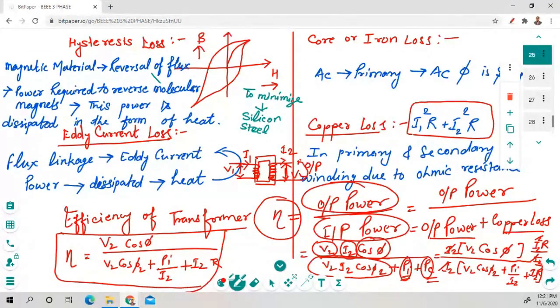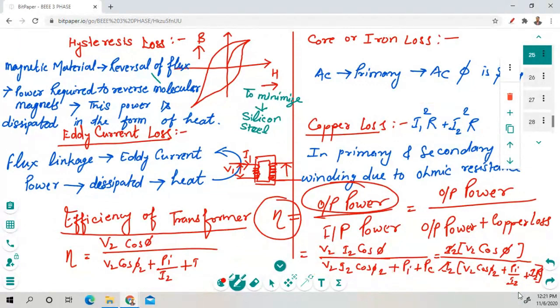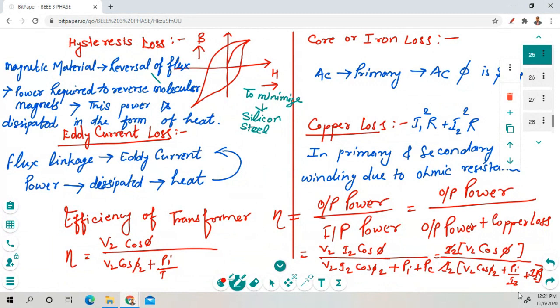Understood? Pankaj, understood? Okay. So can we move further? Write in chat box. Can we move?